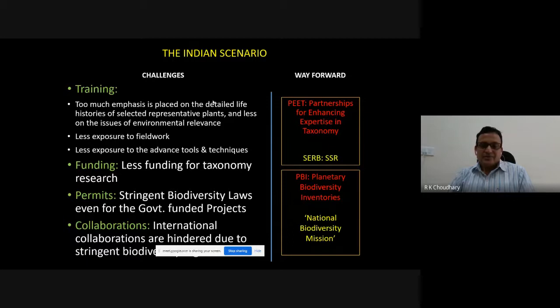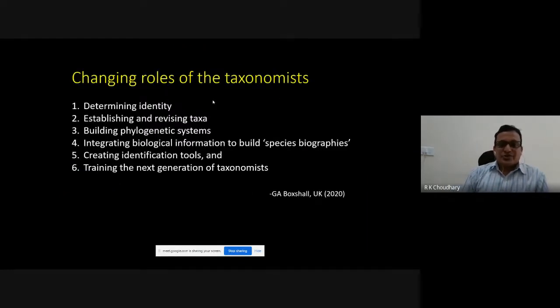Similarly, PBI, Planetary Biodiversity Inventories, was proposed in the USA. In the same way in India, the National Biodiversity Mission is being planned, under which a lot of emphasis will be given on taxonomic research. So the role of the taxonomist is changing. Now it's not only about determining the identity of a plant, or establishing and revising taxa, but you also have to build phylogenetic systems, integrate information from different fields to build species biogeographies, and create identification tools. It's also your duty to train the next generation of taxonomists.